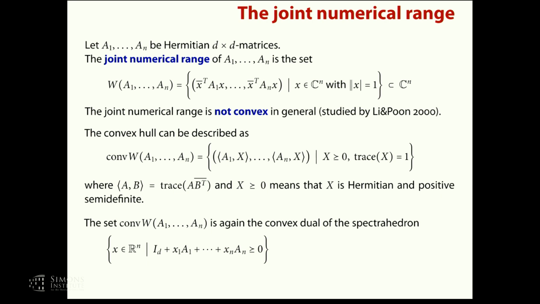And the joint numerical range is the convex dual of these. So maybe I should say the convex hull of the joint numerical range. I should say that the terminology seems a little bit in flux at this point. So some people call this convex hull the joint numerical range, and some people call this the joint numerical range, and some call this the spatial numerical range. Okay, I don't really know what to call it, but to be perfectly clear, I will just say it's the convex hull of the joint numerical range. And anyway, this convex hull is just the dual of the spectrahedron.